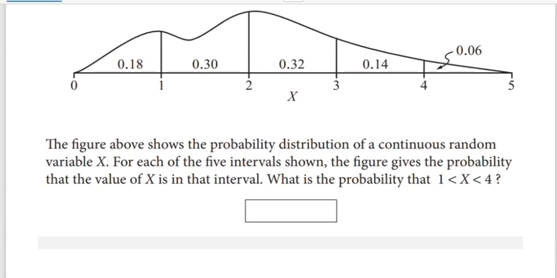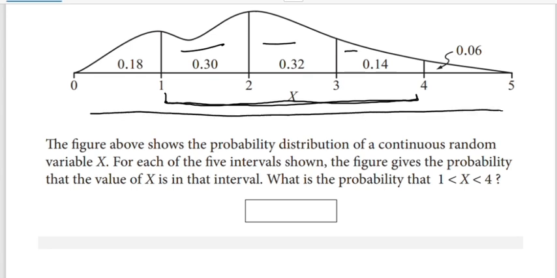So for this particular problem, we are given that the figure above shows the probability distribution of a continuous random variable x. For each of the 5 intervals shown, the figure is giving the probability that the value of x is in that interval. What is the probability that 1 is less than x is less than 4? So we are looking at the probability of this region. Okay, which simply means we're going to add the individual probability of this, and this, and divide it by the probability of the entire distribution.